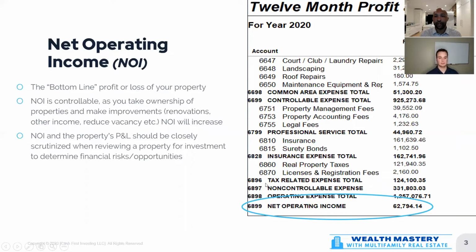And you would find your net operating income on your T12. That's your trailing 12. Basically your profit and loss statement. But the multifamily real estate term is your T12, right? It's going to show you all of your income. Then it's going to show you all of your expenses. And then you subtract your expenses from your income to get your net operating income.